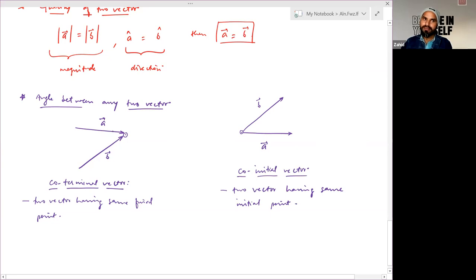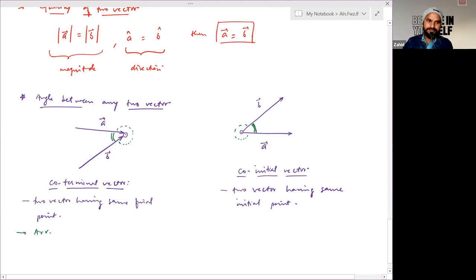Now we may define in this particular A and B this angle as well as this angle. Similarly, in this second example, we may define angle between two vectors as this part and this part. So according to the rule, arrange two vectors to form co-initial vector or co-terminal vector, then smaller angle in between them will be termed as angle between two vectors. Is it clear?